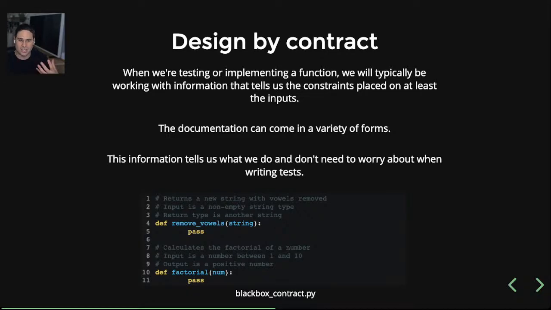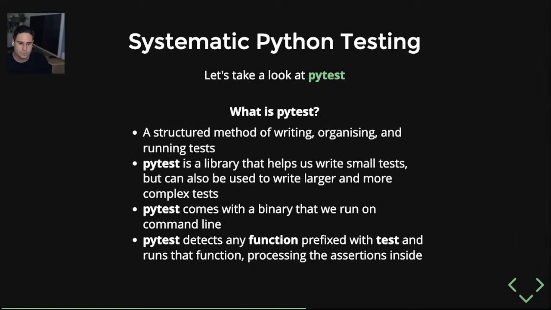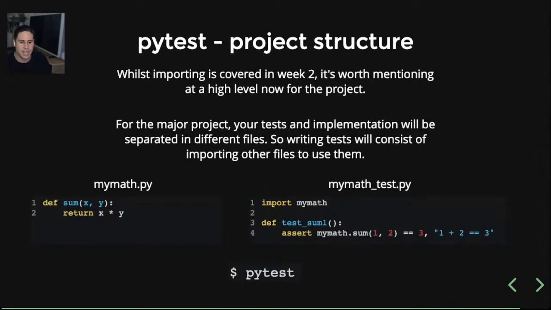Design by contract is building on that example. Design by contract says that I know what my function should do and what it should return to me, and then I can build the implementation later, but I can define my tests now to make sure that I adhere to that contract. Systematic Python testing, that's what I was talking about in terms of I push my code to GitLab and it automatically, systematically runs Pytest for me. So that's a really important part of that.